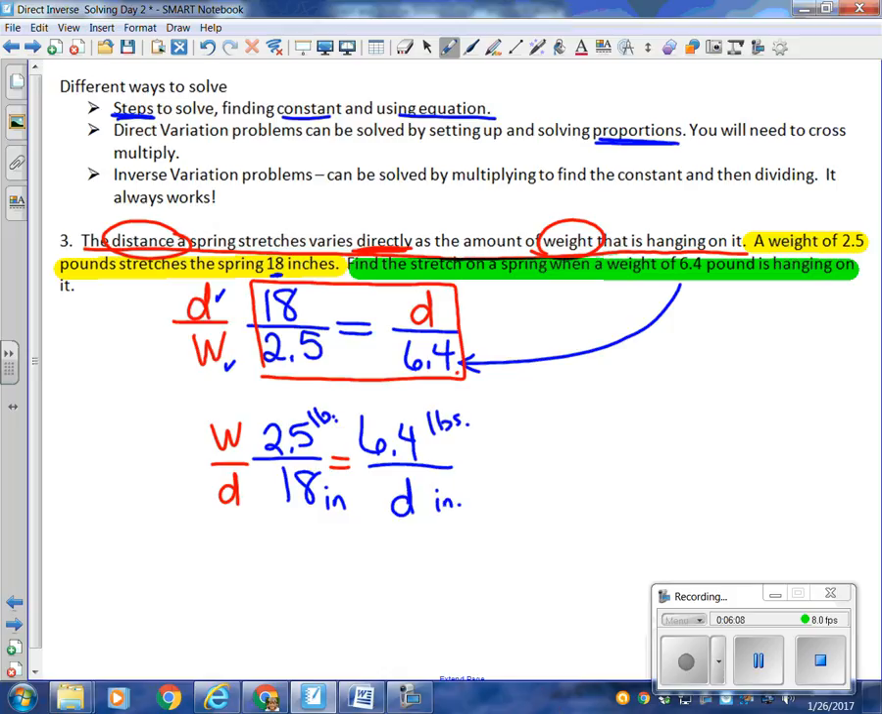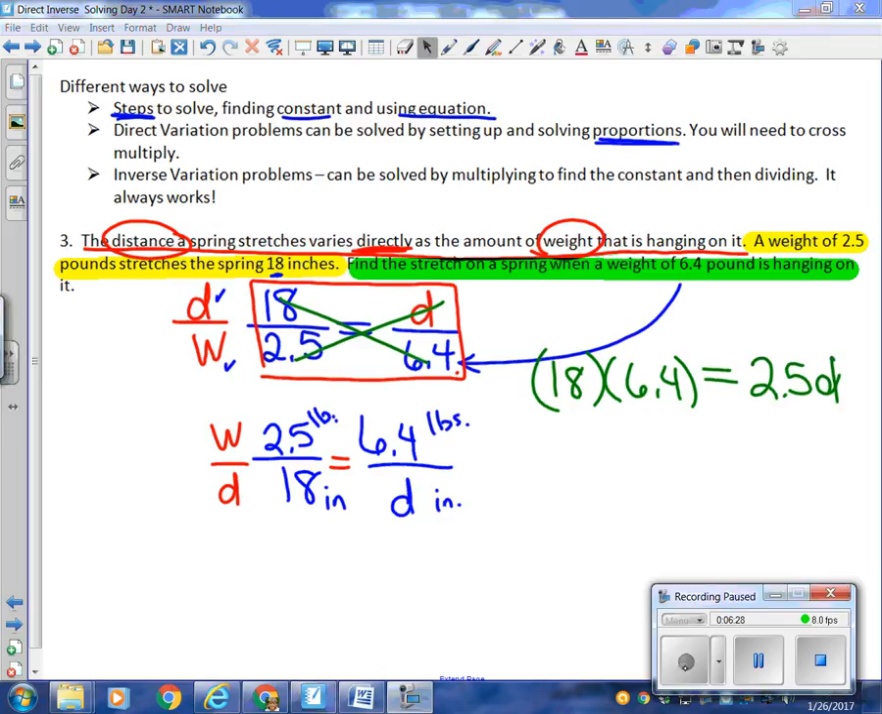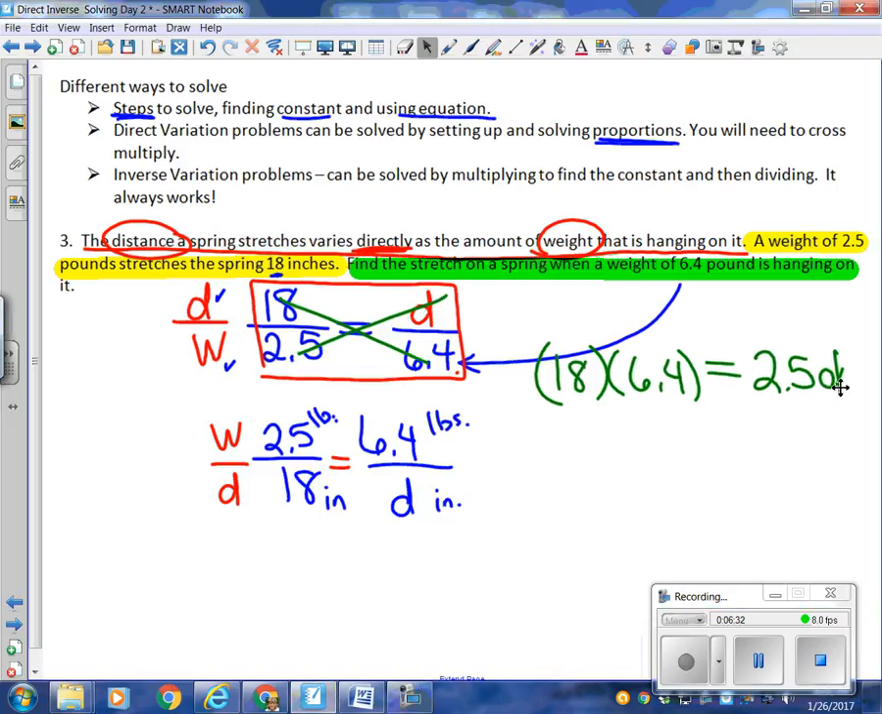All right, so now it does say you have to cross multiply. So if you're rusty on cross multiplying, you're going to multiply across the equals. So that's 18 times 6.4. These two numbers are multiplied together, and I'm going to put my equals, and then these two are times. Well, 2.5 times D is 2.5 D. Now, if I solve for letter D, I know what I'm going to end up doing is have to divide by 2.5.